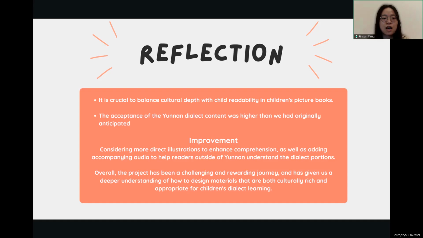And to improve our project, we are considering more direct illustration to enhance comprehension, as well as adding some accompanying audio to help readers outside of Yunnan understand the dialect portions. And overall, the project has been a challenging and rewarding journey and has given us a deeper understanding of how to design materials that are both culturally rich and appropriate for children's dialect learning.